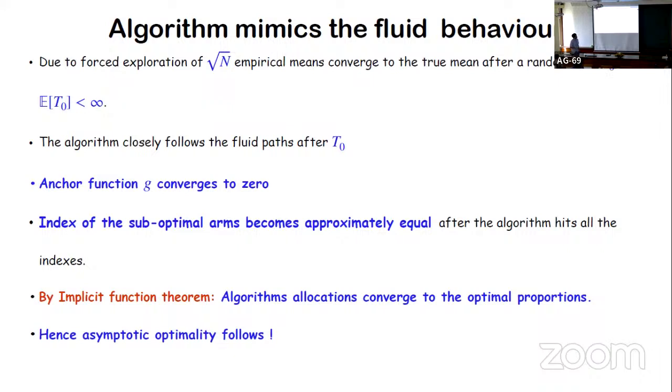So there is a random time after which the empirical means converge to the true means at some rate because of the forced exploration. After this random time, the algorithm follows the fluid dynamics, and the anchor function g converges to 0. The indexes of the suboptimal arms become approximately equal, they converge to each other and increase together. And by the implicit function theorem, we can show that the allocation made by the algorithm also converges to the optimal proportions, and hence asymptotic optimality follows.